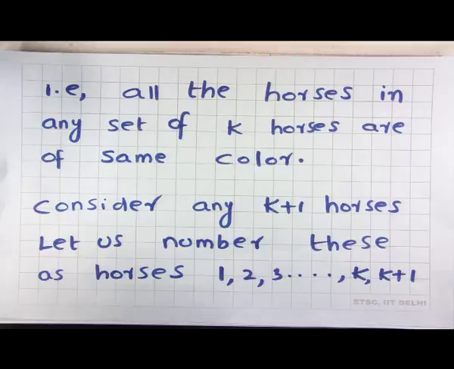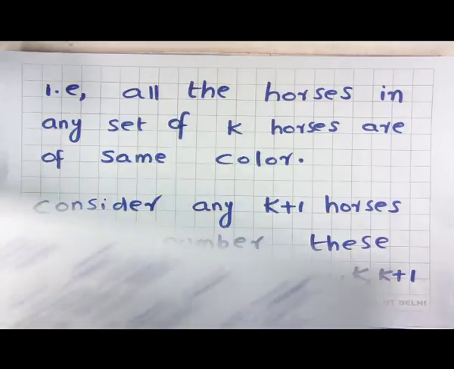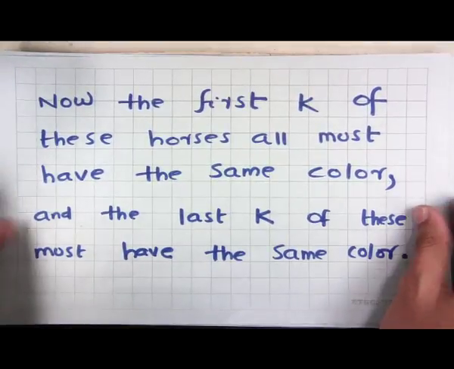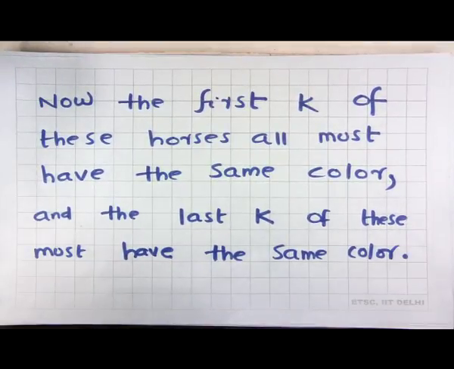Consider any k+1 horses. Let us number these horses as 1, 2, 3, etc., up to k, k+1. So, these are the k+1 horses in the set. Now, you take the first k of these horses. By our assumption, this first set of k horses have the same color.